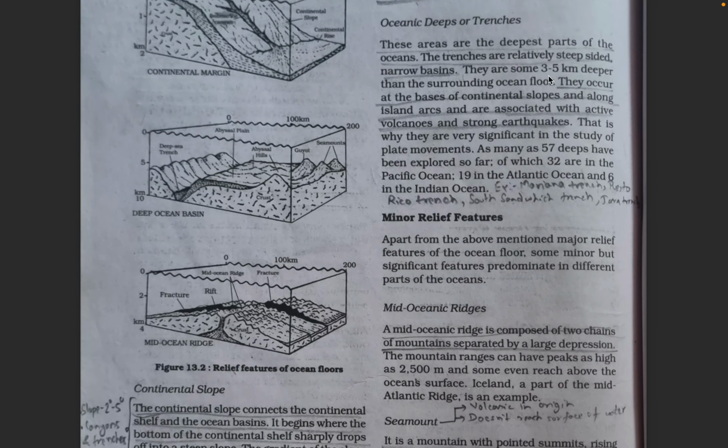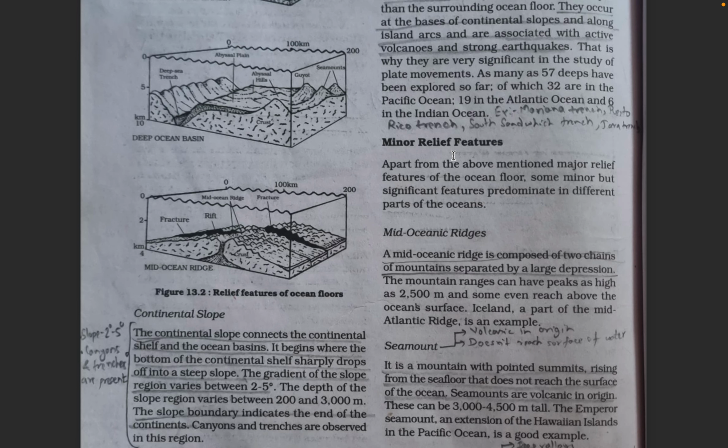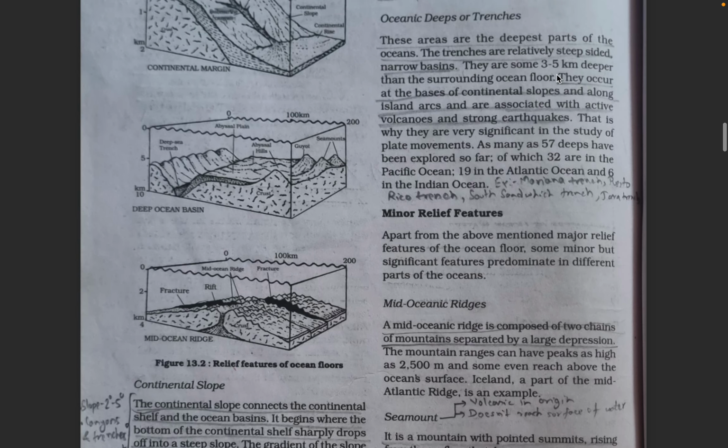Oceanic trenches are some 3 to 5 kilometers deeper than the surrounding ocean. The continental slope is around 3,000 to 6,000 meters from the mean sea level. But with these 3 to 5 kilometers added, they are around 9 to 10 kilometers deep. They occur at the base of the continental slope.